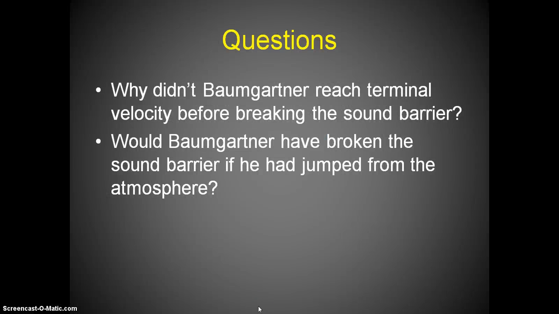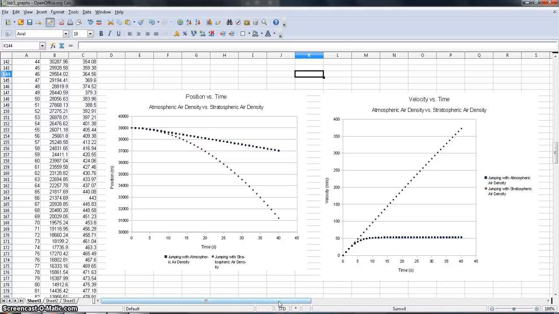The second question asks if Felix would have broken the sound barrier if he had jumped from the atmosphere. The answer to this question is clearly no, as when Felix fell through the much denser air of the atmosphere, he reached a terminal velocity after only about 10 seconds, and his speed was only 50 meters per second, which is not close to the speed of sound. Therefore, it is proven that as air density increases, drag increases, and terminal velocity decreases.